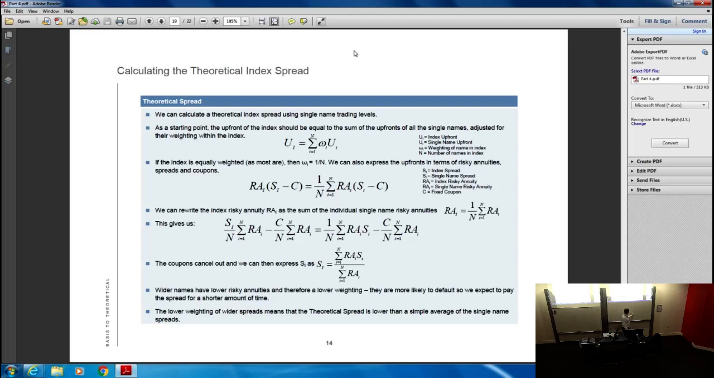So what can we then do? Well, we've got our equation here, and we've got our RIs over there. So we're going to say the index spread minus the coupon, multiplied by 1 over n times the sum of each of the individual risky annuities, is equal to 1 over n times the sum of Si minus C times risky annuity i. And actually, let's rewrite that one.